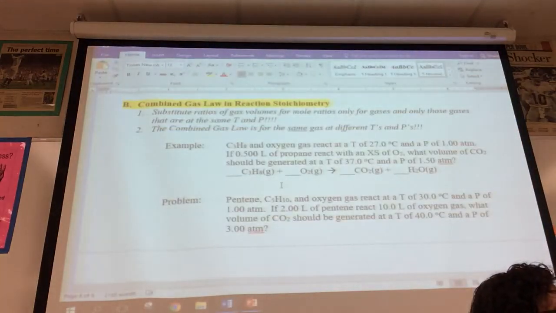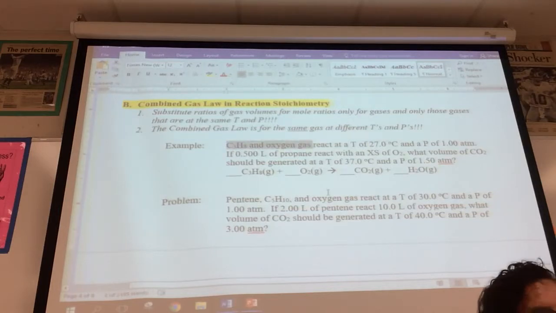In your notes, what you've got here is basically everything I've just said. First thing we're going to do is look at the combined gas law in reaction stoichiometry. In this first example, we've got propane and oxygen gas. Propane is what you attach to your grills, reacting at a temperature of 27 degrees Celsius and a pressure of 1 atmosphere. If 0.5 liters of propane react with an excess of oxygen, we want to know what volume of CO2 should be generated at a different temperature and pressure.